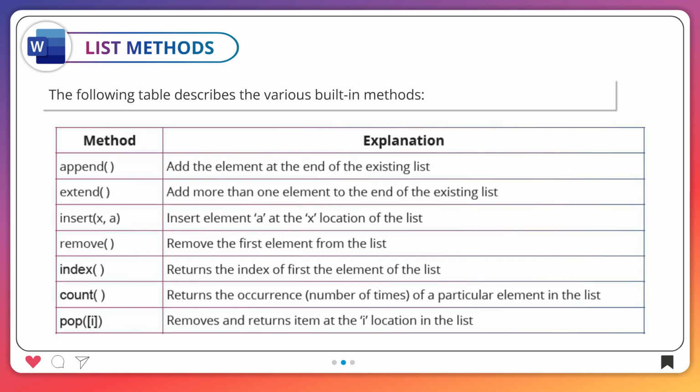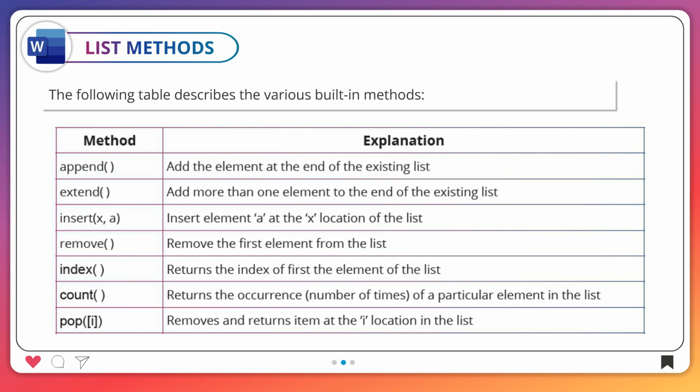Method, explanation. Append: add the element at the end of the existing list. Extend: add more than one element to the end of the existing list. Insert(X, A): insert element A at the X location of the list. Remove: remove the first element from the list. Index: returns the index of the first element of the list.